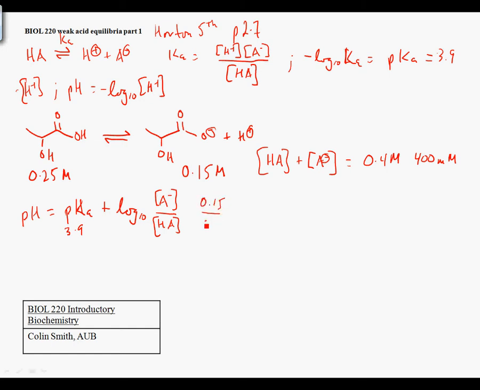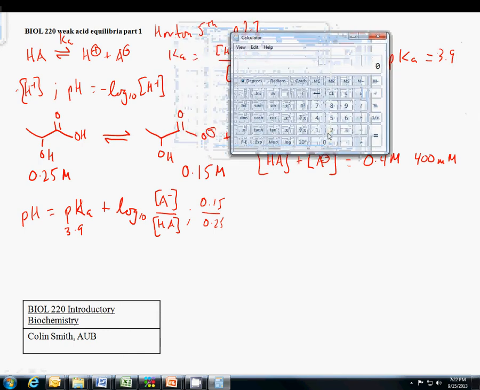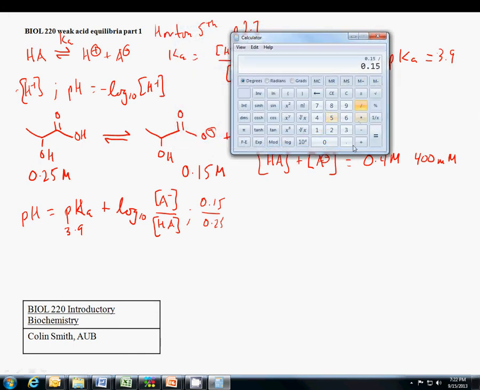The bottom number is 0.25. If we divide 0.15 by 0.25 and take the log of it, let's look at that. What do we get? I bring up the calculator, and 0.15 divided by 0.25 equals... notice it doesn't matter if I have 0.15, 0.25, or just 15 divided by 25. It's the ratio that matters, which means that the pH of this buffer is not dependent in this equation on the total concentration, but on the ratio of conjugate base to acid.